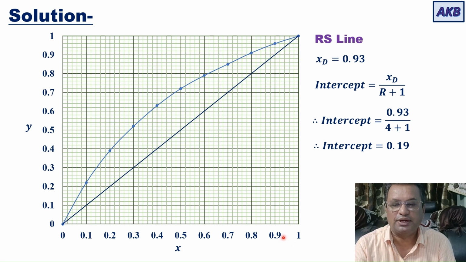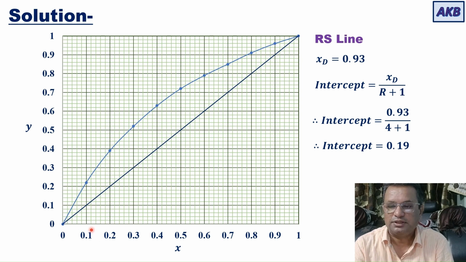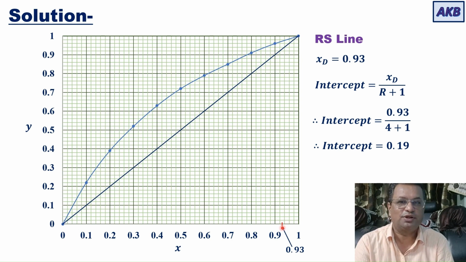So first we will locate XD. XD is 0.93. So on this scale, one small division is equal to, you can check, 0.02. Okay, so the first small division after 0.9 will be 0.92. And we need 0.93. So 0.93 will be located over here. After locating it, we will go to the diagonal line. The operating line for the rectifying section will start over here.